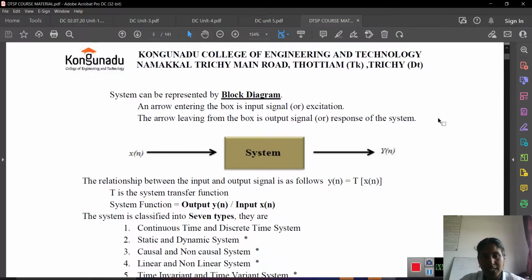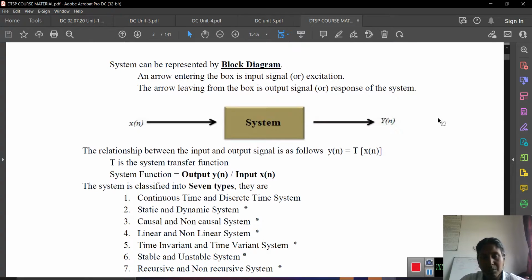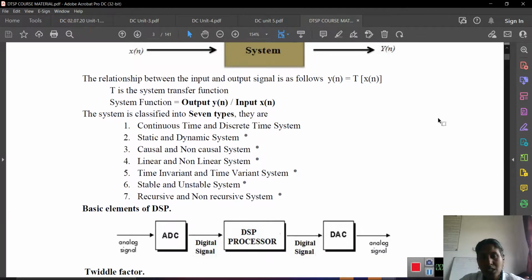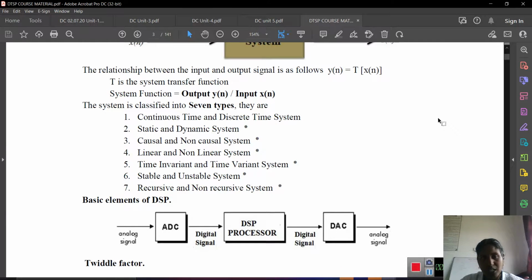Now see the block diagram. A system can be represented by a block diagram. The arrow entering the box is the input signal or excitation. The arrow leaving the box is the output signal or response of the system. x of n enters the system, and finally we get y of n. The relationship between input and output signal is y of n equal to T of x of n. T is the system transfer function: system function equal to output y of n divided by input x of n.